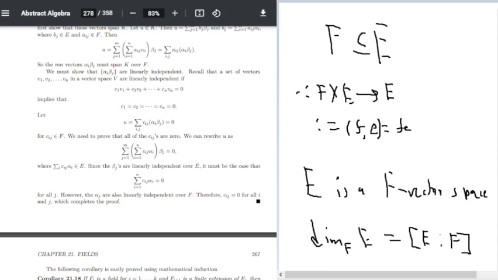Recall that a set of vectors v1, v2, all the way to vn in a vector space V are linearly independent if c1 v1 plus c2 v2 all the way to plus cn vn equals 0 implies that c1, c2, all the way to cn are equal to 0. Let u be equal to the sum over i, j of c_ij a_i b_j equals 0 for c_ij in F. We need to prove that all the c_ij are 0.